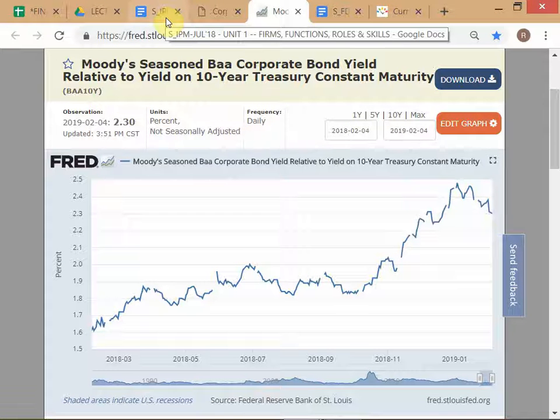Cost of debt 2.3 above what? Above 10-year treasuries. So understand the importance of this. Why are we discussing all this? Because if you're working in a corporate treasury, capital raising is the single most important job. And debt capital markets are very active.